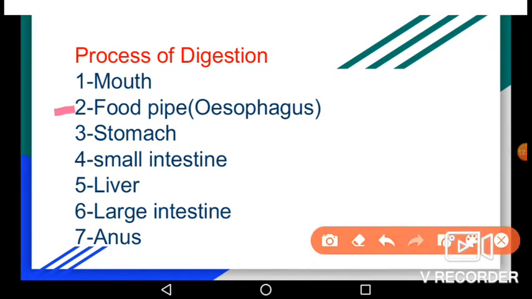Food passes from the mouth through this thin long tube, which is called the food pipe or esophagus. Third is the stomach. It is a sac-like organ where food is broken down further. Food from the stomach passes into the small intestine. Here all the useful nutrients are absorbed by the blood and taken to all parts of the body.